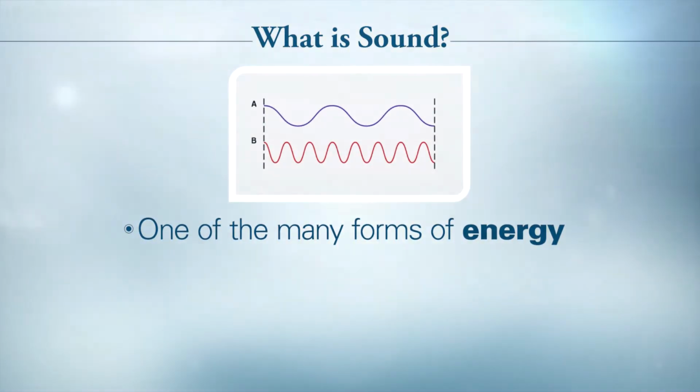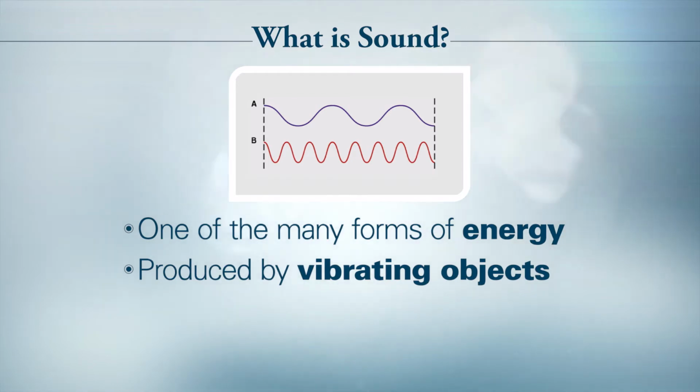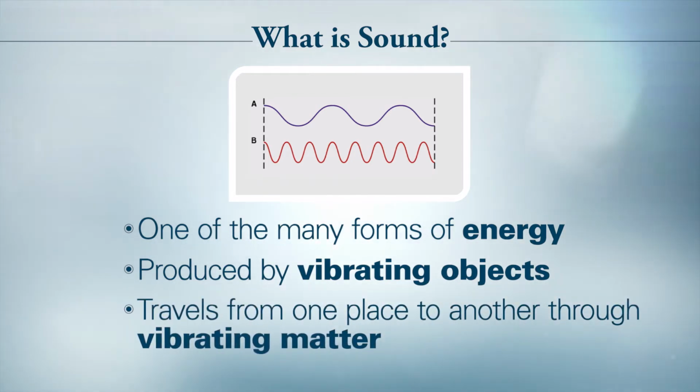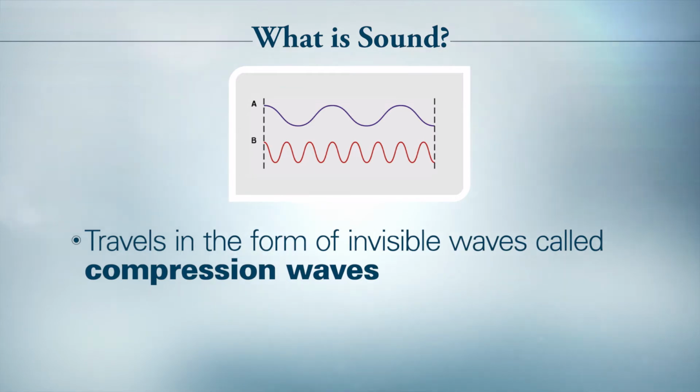But before we get into the activity, what is sound? Sound is one of the many forms of energy, and it's produced by vibrating objects that travel from one place to another through vibrating material, such as solids, liquids, or gas. This matter sound travels through is called a medium. Sound travels in the form of invisible waves called compressional waves.